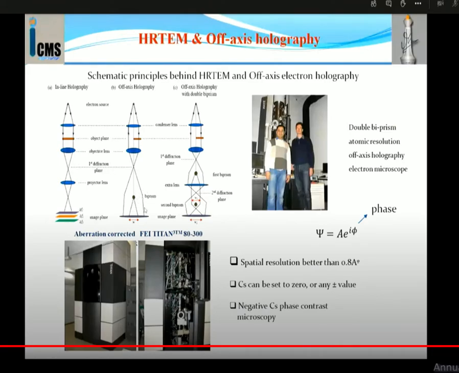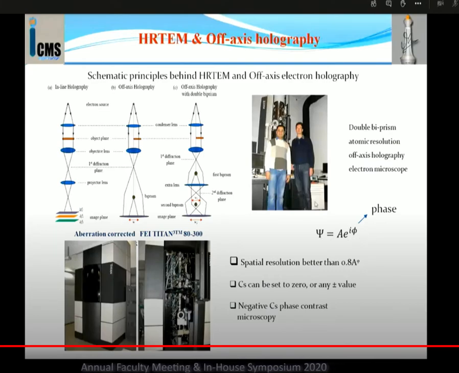But to work at atomic resolution, you need a double biprism because the field of view is very small at atomic resolution, and the micrographs suffer from Fresnel fringes and also vignetting effects. The double biprism setup helps to get rid of these effects, to give you a better micrograph and to extract better numbers. So at the end, what you are interested in is to recover the object exit wave function of the form psi equals A e to the power i phi.